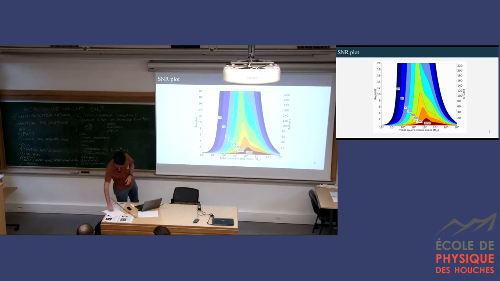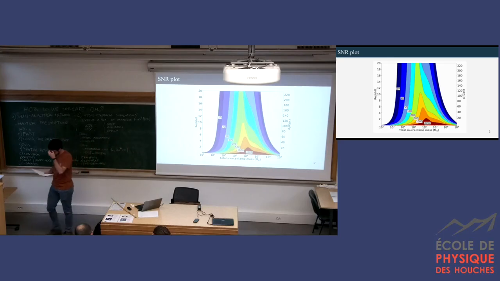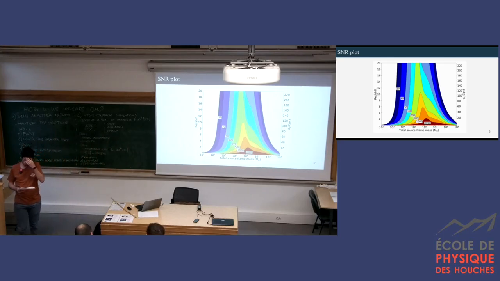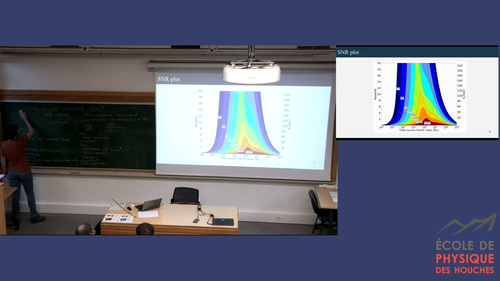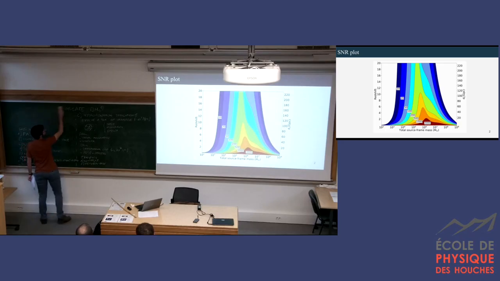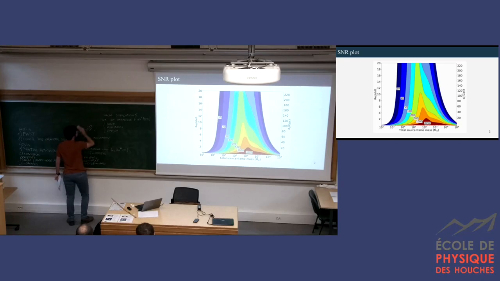Okay, so with that we move to massive black hole binaries. You already had lectures on data analysis, so I'm not going through that, and I will focus on a particular piece of information that we can get from massive black hole binaries, that is the sky localization.